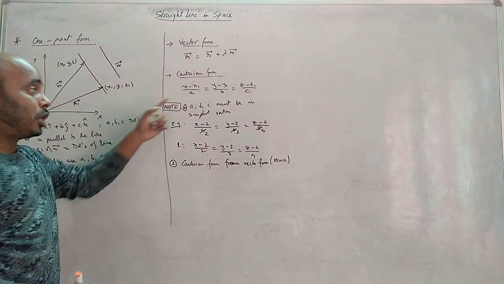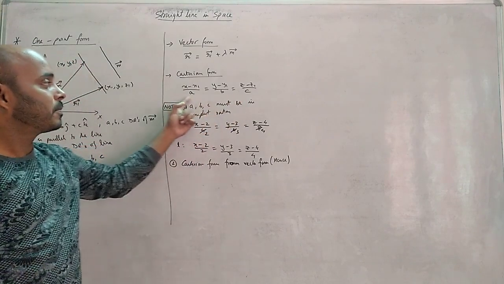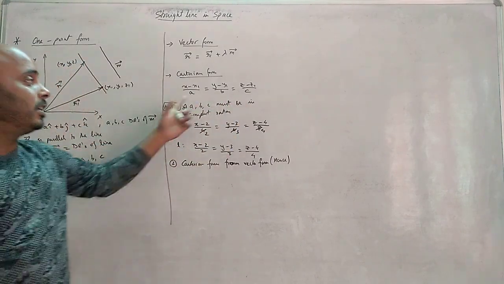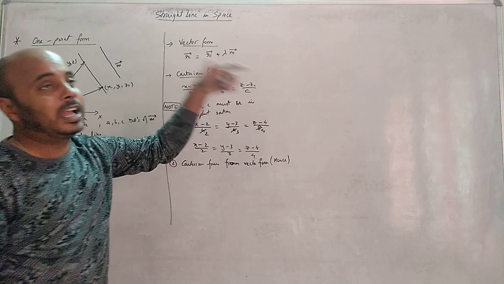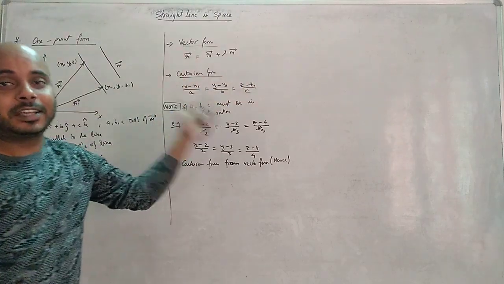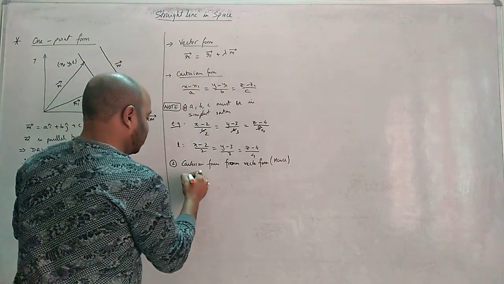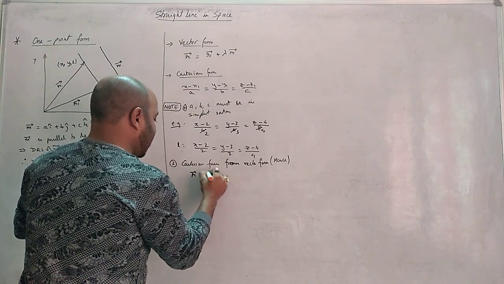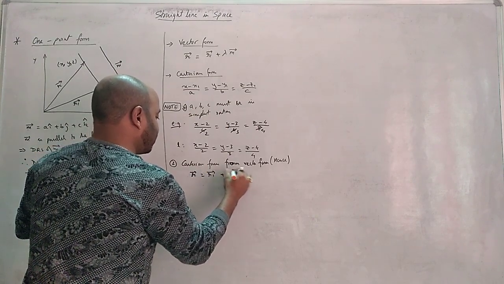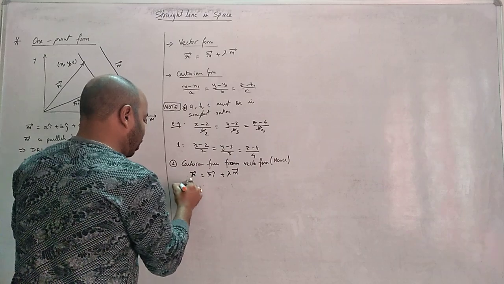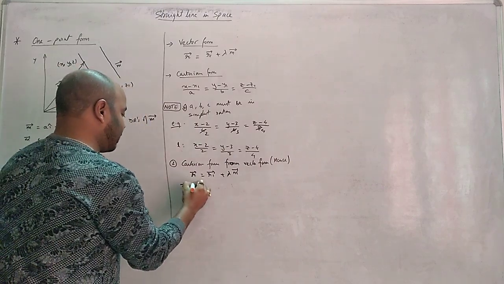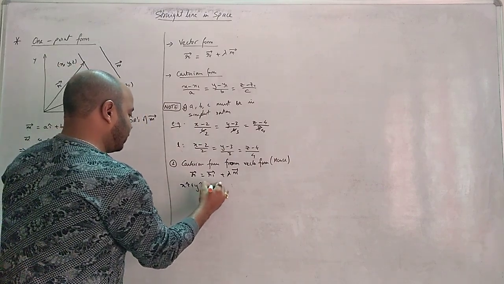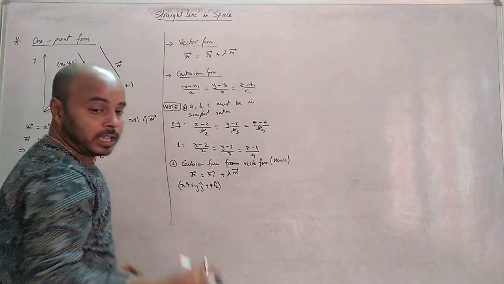Then what your job is, you cannot write the equation directly like this. कार्टेशियन फॉर्म तो ऐसे डायरेक्टली नहीं लिख सकते. तुम्हें वेक्टर फॉर्म निकाल के वहां से कार्टेशियन फॉर्म डिराइव करना है. वो कैसे करते हैं? See, we know vector form looks like this: r vector equals r1 vector plus lambda into m vector. So what your job is, put all the values. What is r vector? x i cap plus y j cap plus z k cap.